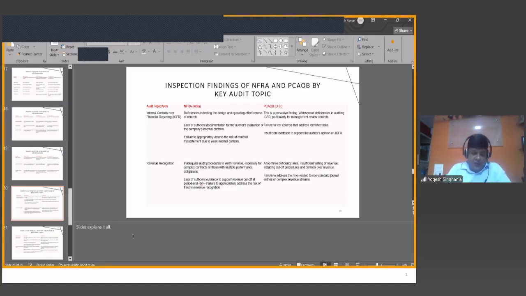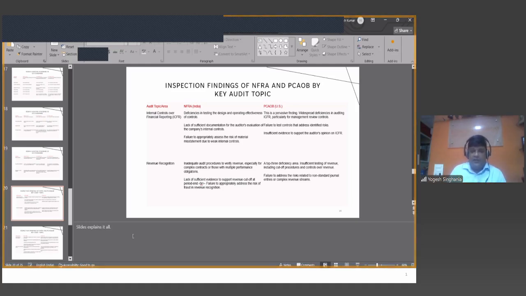So the first favorite topic of NFRA and PCAOB is internal control. I have felt that in India we do more audit of substantive testing. Our work is much more than what is required in the US for substantive testing, but we put less focus on the internal control. So NFRA as well as PCAOB both have inspected our audit records and found that for internal controls, either the design was not tested properly, or if we noted any deficiency, we have not reported it to those charged with governance.